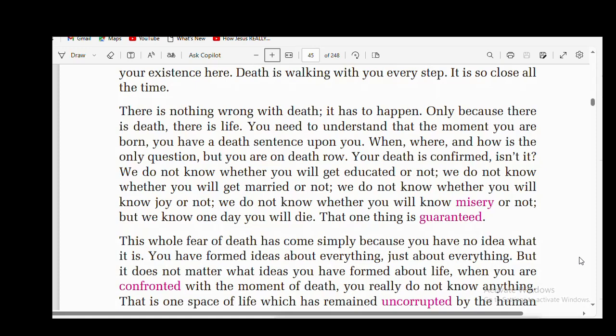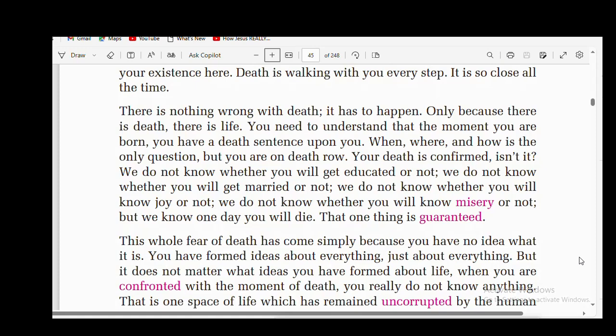Yeah, time, place is not fixed, but with the birth, death is ultimate. But you are on death row. We are on the queue of death. Your death is confirmed. It is confirmed already by birth, isn't it? Yeah, it is the reality.